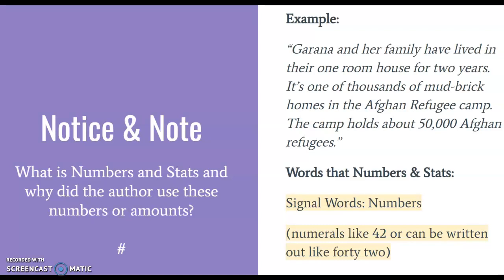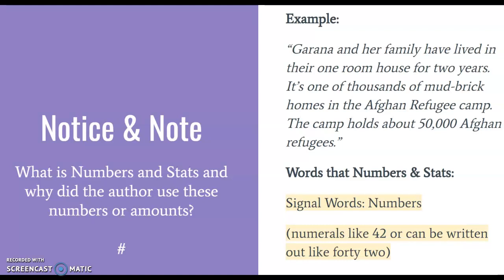Here is an example. Garna and her family have lived in their one-room house for 2 years. It's one of 1,000 mud brick homes in the Afghan refugee camp. These camps hold about 50,000 Afghan refugees. There are some words in here that could signal numbers and stats. Obviously, the easiest signal word we have is numbers, anytime you see a number.